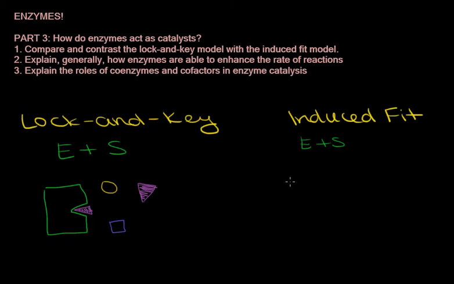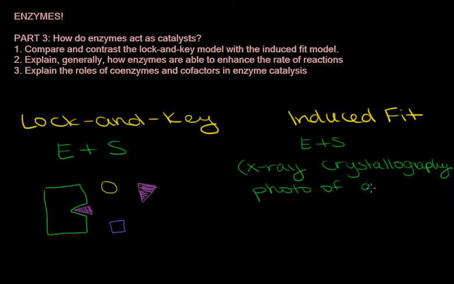lock and key model. But after we were able to get more pictures of enzymes in different forms using X-ray crystallography, so I'm going to just make a note of this, X-ray crystallography. So X-ray crystallography is like a photograph of an enzyme or a protein. So we're able to get those. You purify the enzyme and basically snap a picture of it. You can look at its 3D shape. You can get these pictures with the substrate and without.